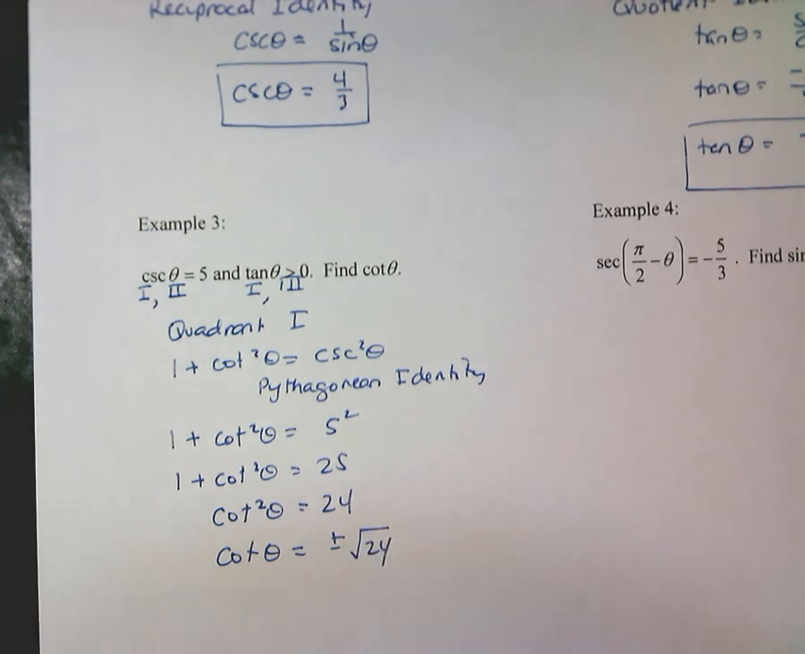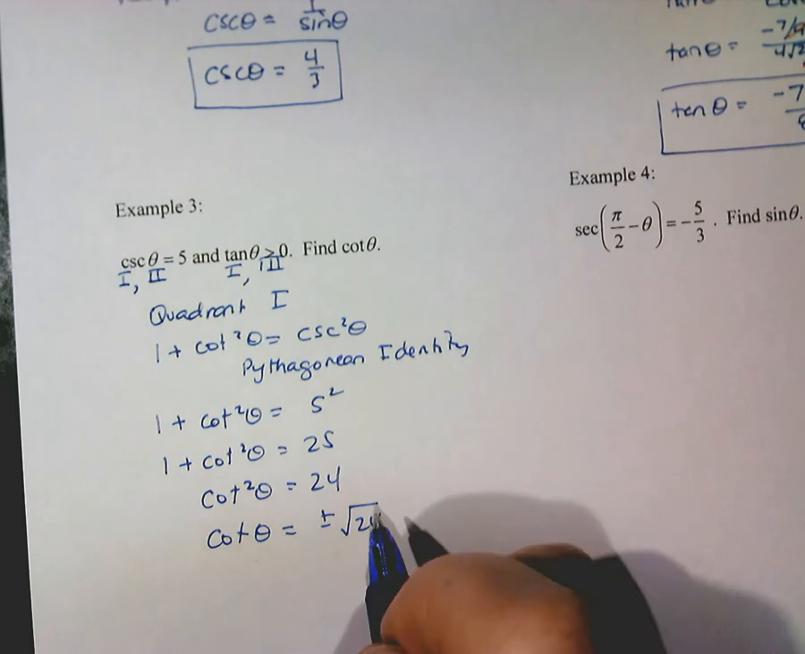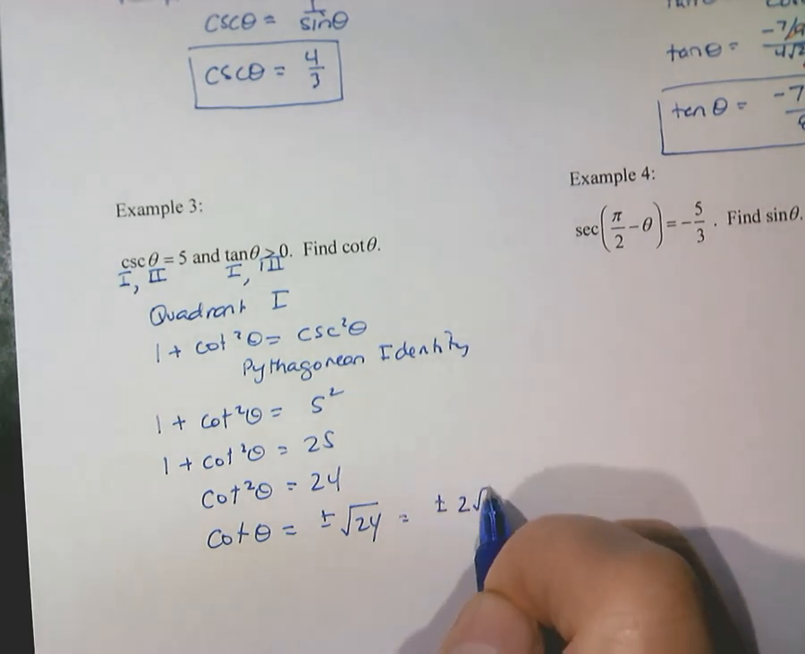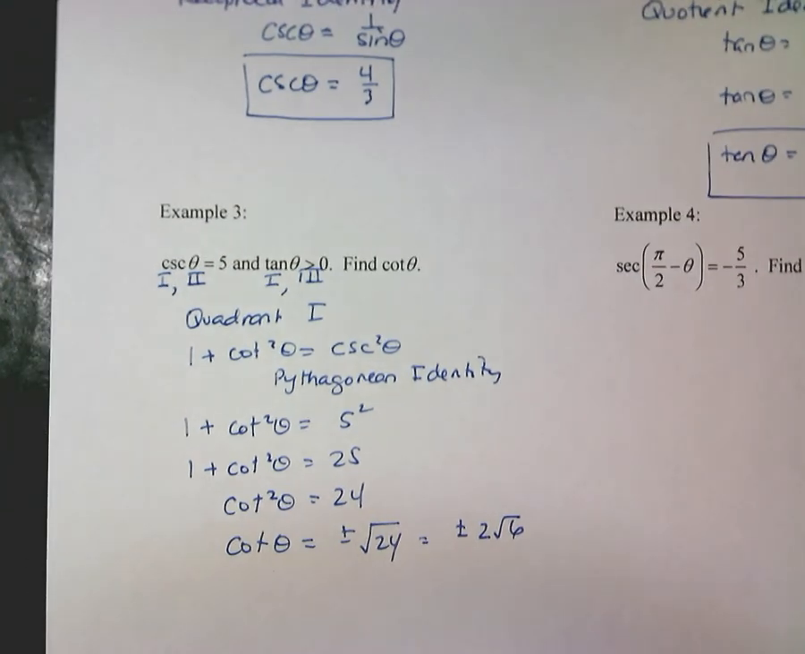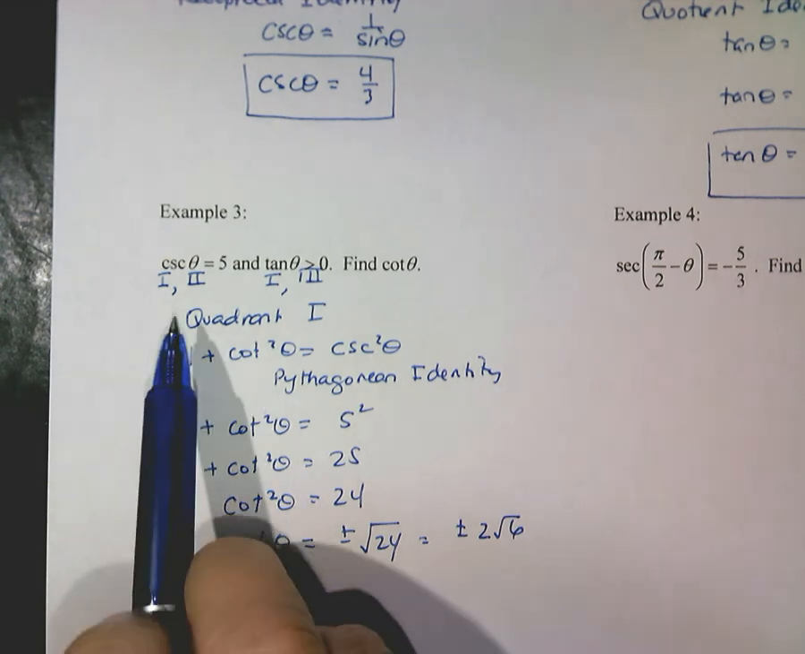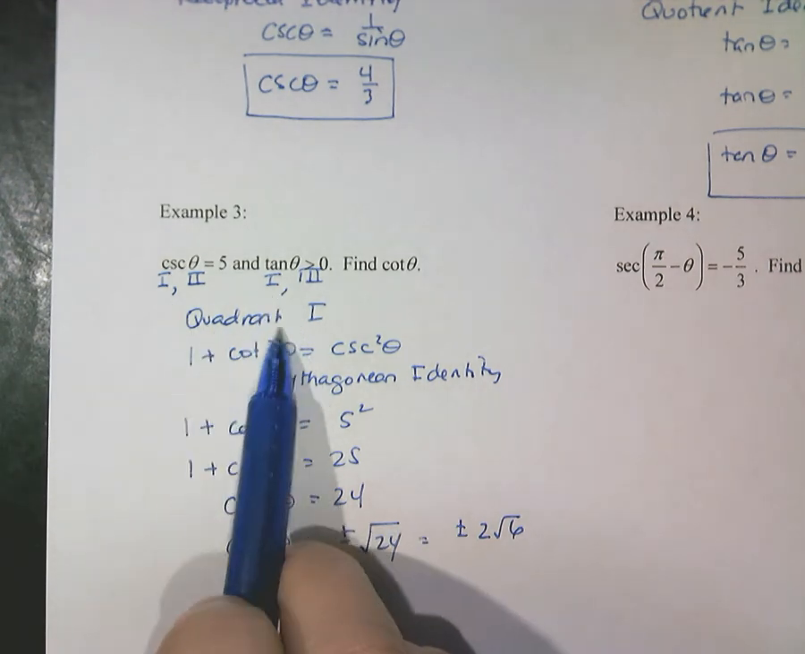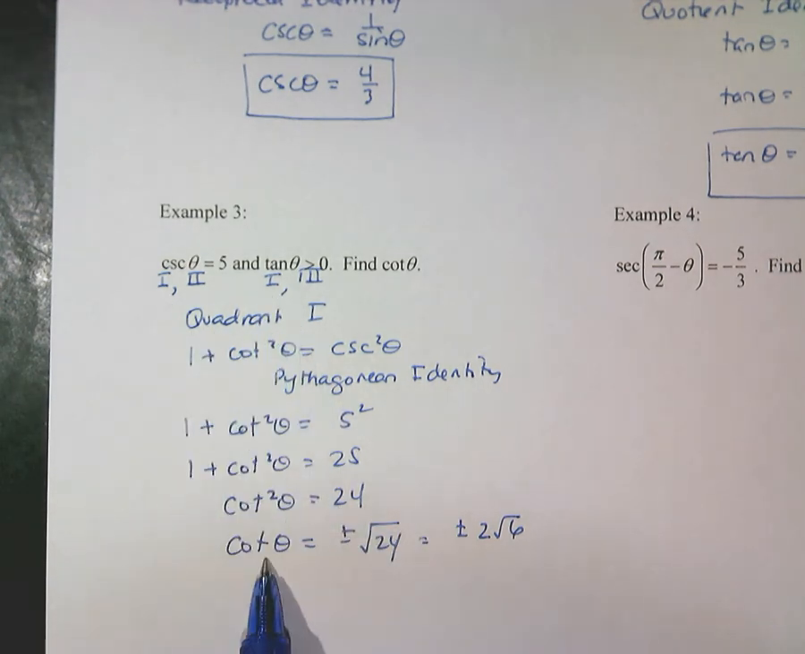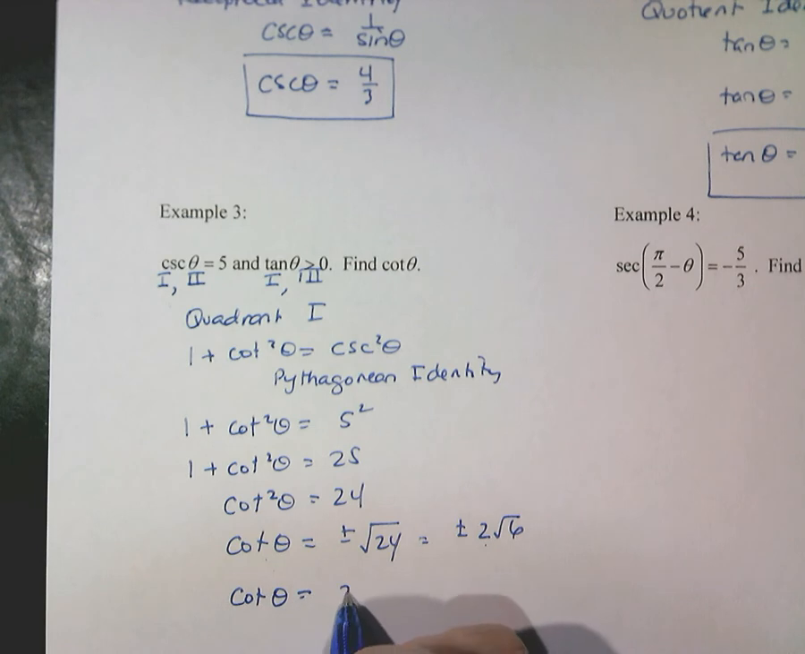And that plus or minus is extremely important. I can reduce the radical. Now I have to go back and think, okay, quadrant 1 is where I wanted it. Cotangent's positive in quadrant 1, so I want the positive. So cotangent theta is equal to 2 square root of 6.